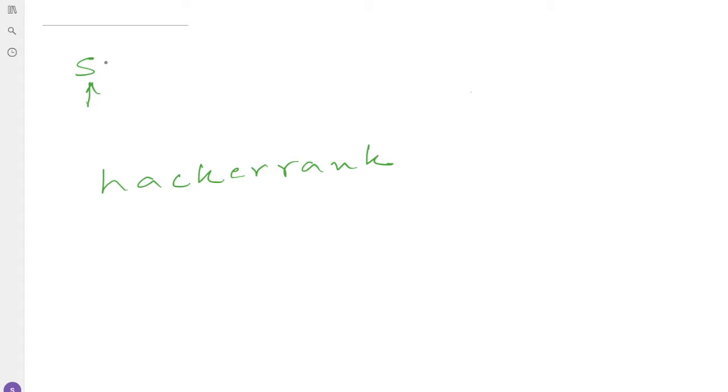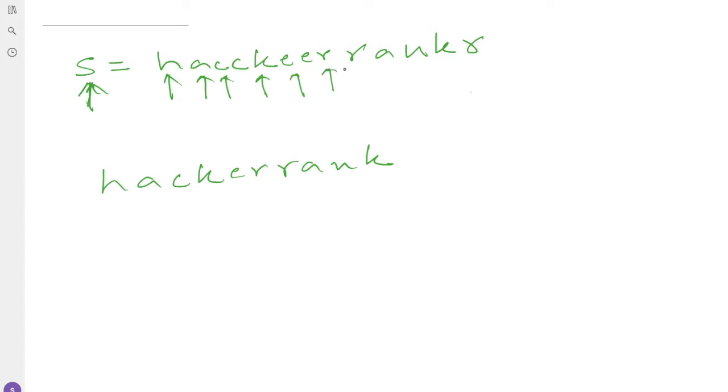Suppose I am given an input string like H S C C K E E R R A N K. Now from this given string, are we able to get HackerRank or not? If you see here, we have H A C K E R R A N and K. So HackerRank is present. If it is present, then we have one constraint.